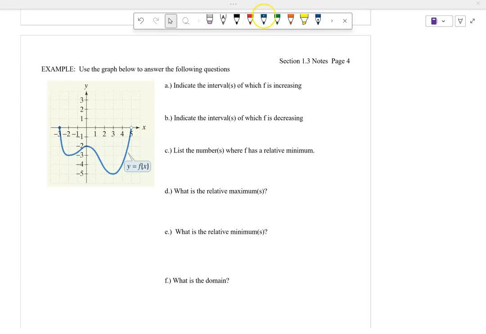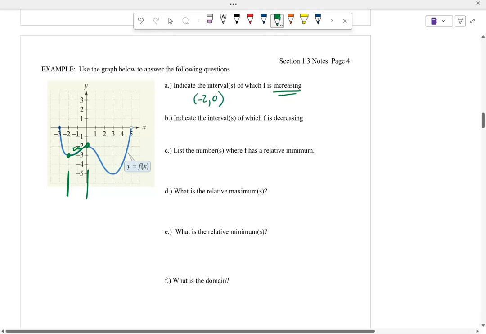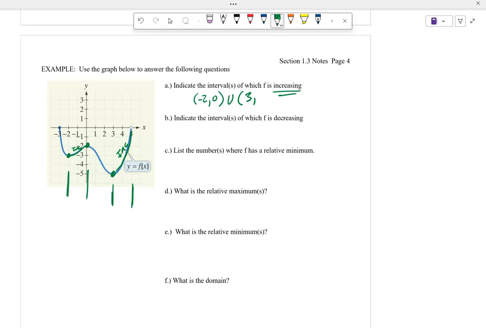All right, let's take a look at where we are increasing. So go up and to the right. If you notice, I'm increasing from here to here. That happens from an x value of -2 until an x value of 0. And then hopefully you see that you're also increasing over here from an x value of 3 up until an x value of 5. Again, these are always open intervals.